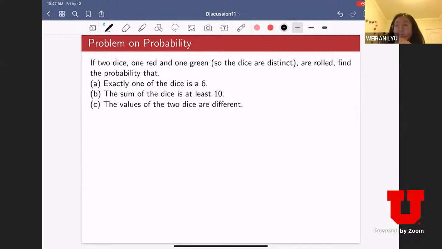The first one is a probability question giving you two dice, one red and one green, which are distinct. Find the probability that exactly one of the dice is a 6, that the sum of the dice is at least 10, and that the values of the two dice are different. I will give you guys 3 or 4 minutes to work on this question and then we can talk about it.